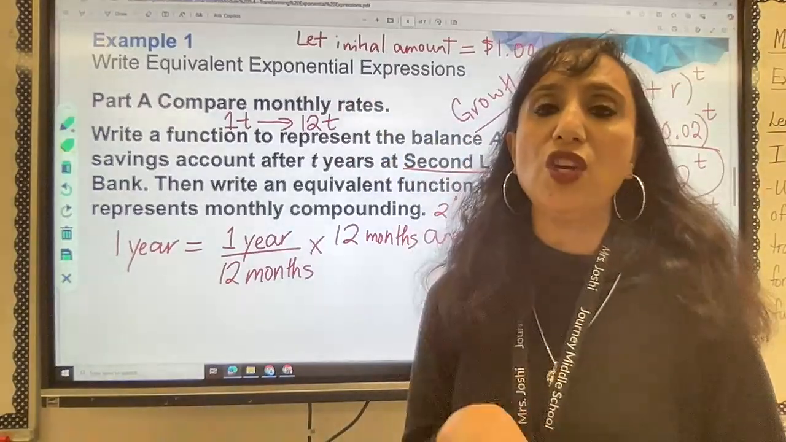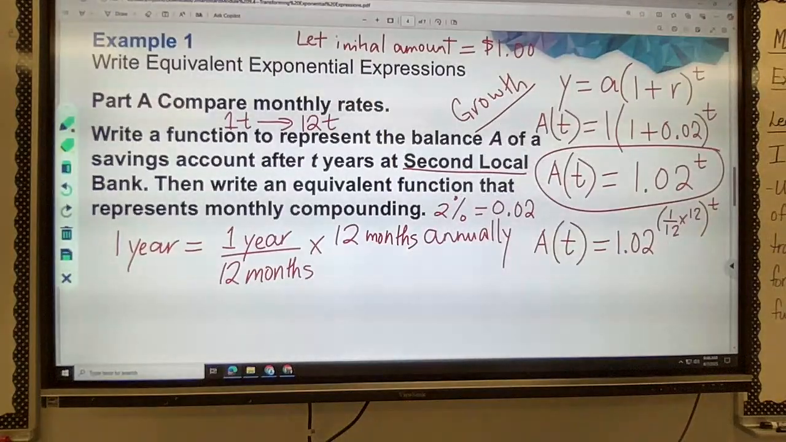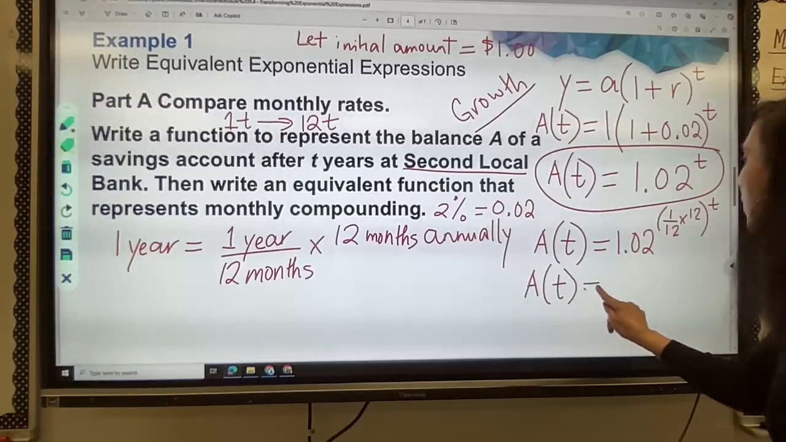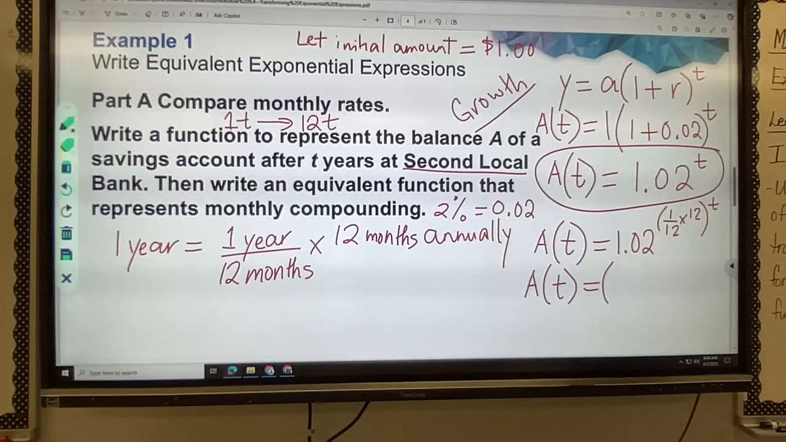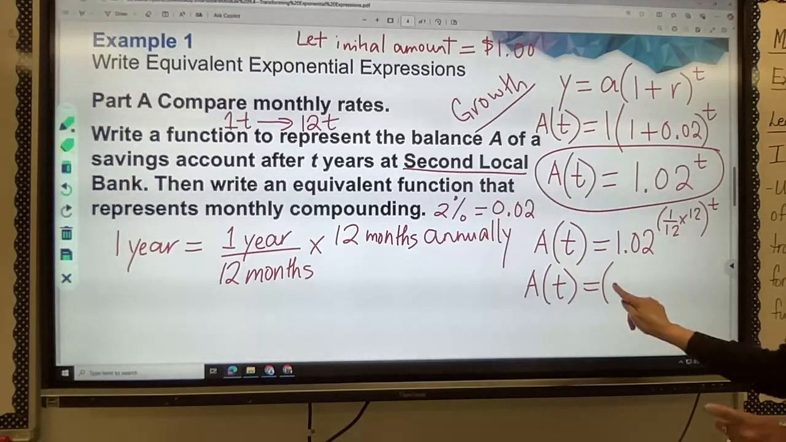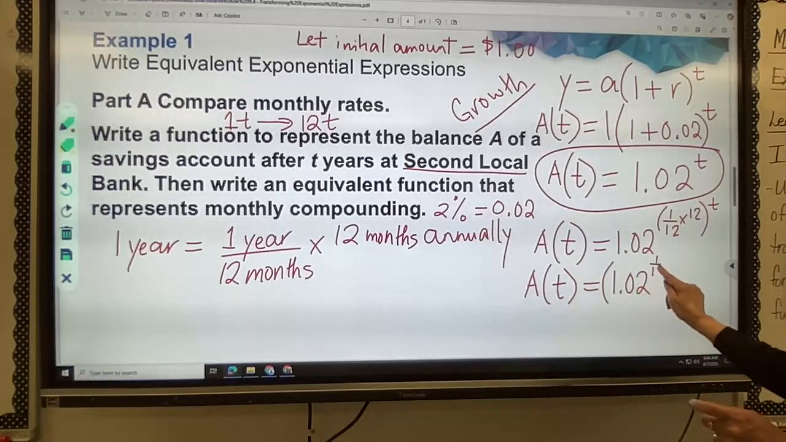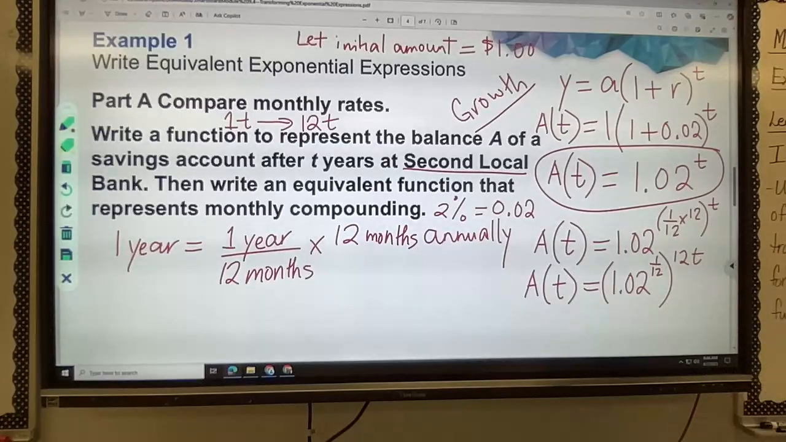So then I'm going to use the power property, and I am going to move this to this because I can multiply the powers, right? So I'm going to do 1 and 200 raised to 1 to the 12th power, and this is 12t. See, now I have 12t. And that's what I needed to get to.